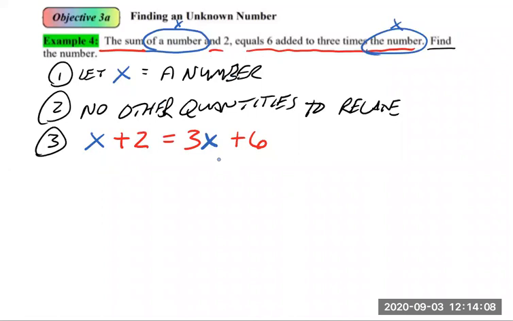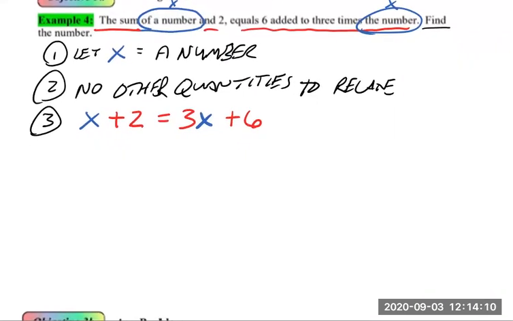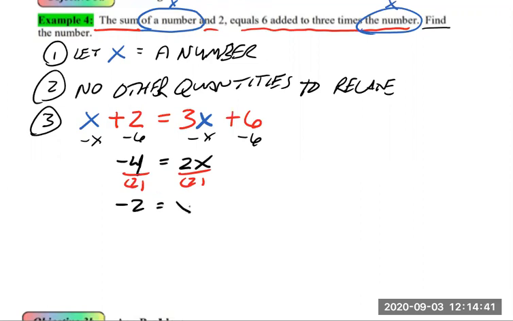Okay. Once I have my equation, I can go ahead and solve. We're going to isolate the variable term on one side. Maybe we'll subtract x, and we get negative 4 equals 2x. And then dividing by 2, or canceling the 2, we get negative 2 equals x. So this is step 4, which is to solve the equation.